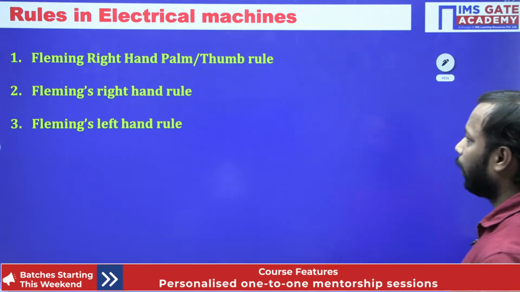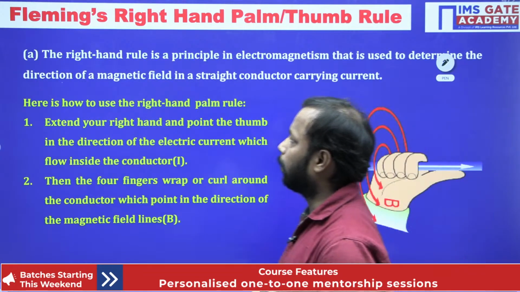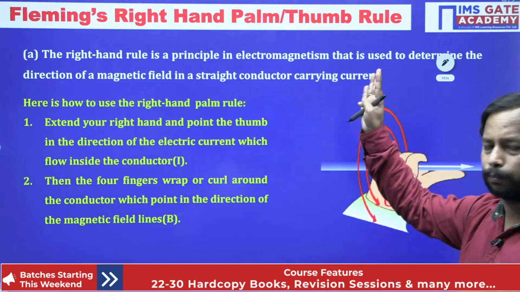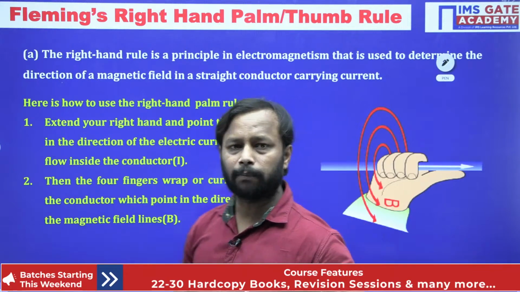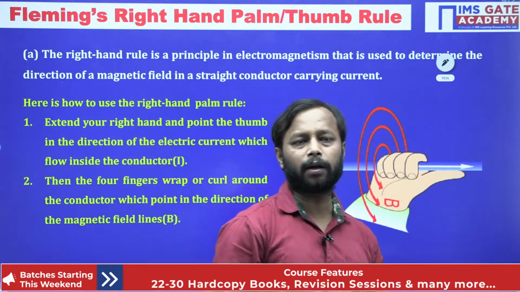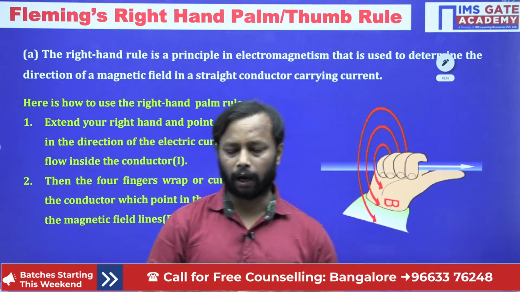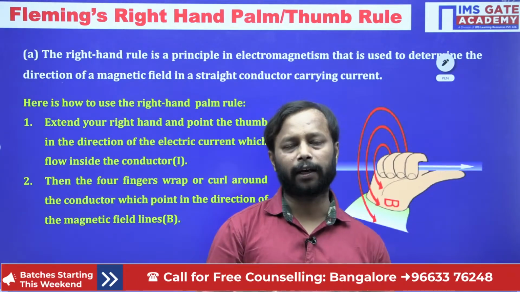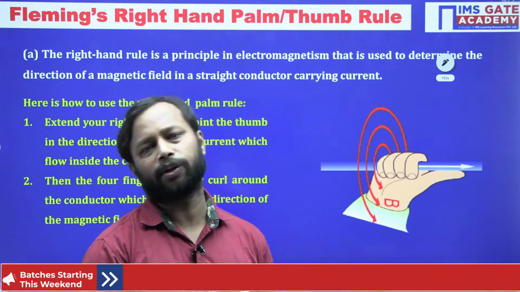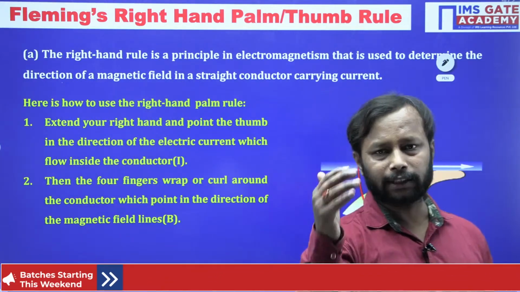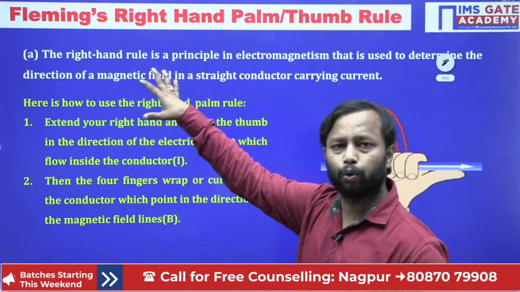So, see here, my friend, we will start with rule 1, which is Fleming's right hand palm or thumb rule. Both are the same. In some books we refer to it as the Fleming right hand thumb rule, and in other books we refer to this rule as the Fleming right hand palm rule. So all are the same, only the notation is different. In this, as I've said, we have two types.